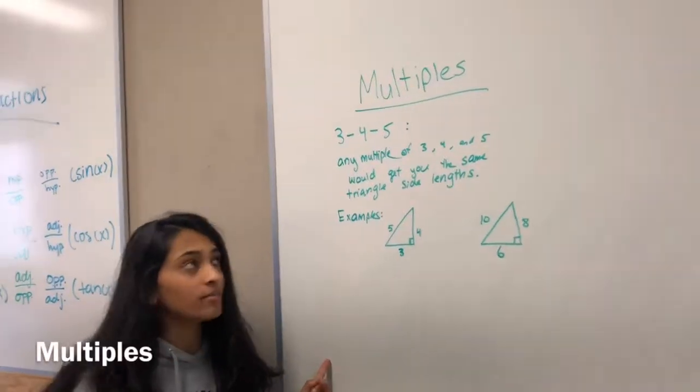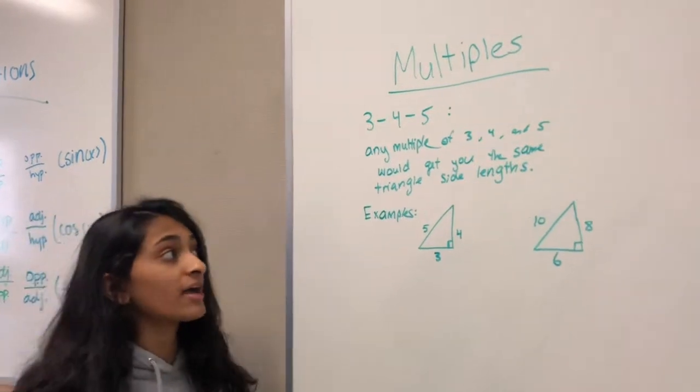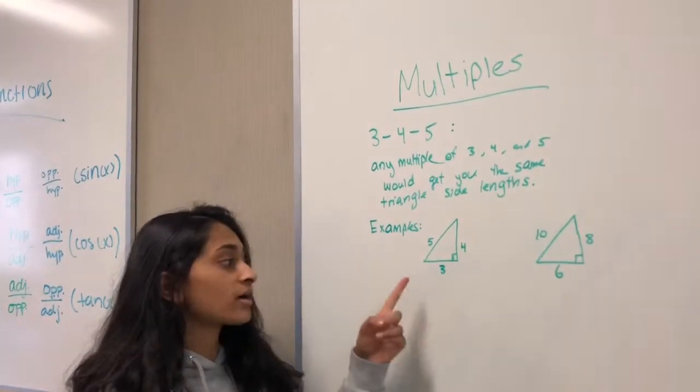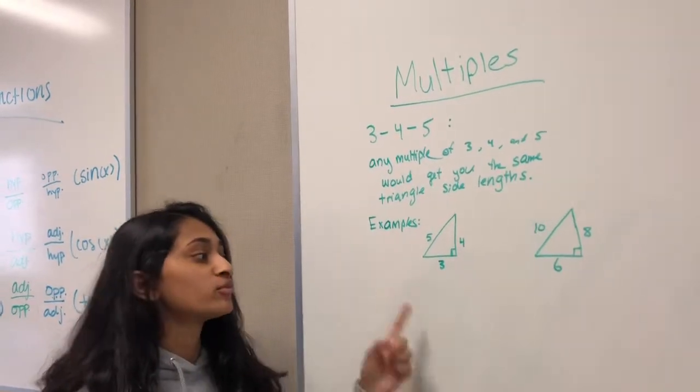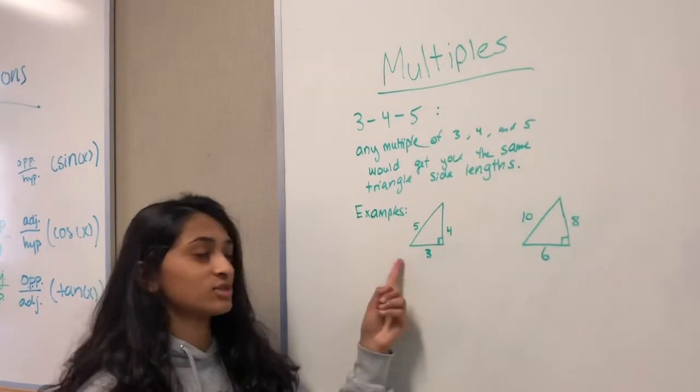The last thing we're going to be talking about is multiples of a triangle. Any multiple of 3, 4, 5 is going to get you the same triangle side lengths. For example, this triangle obviously has 3, 4, 5, and if you multiply each side by 2, it's 6, 8, 10, which is the exact same thing as this triangle.